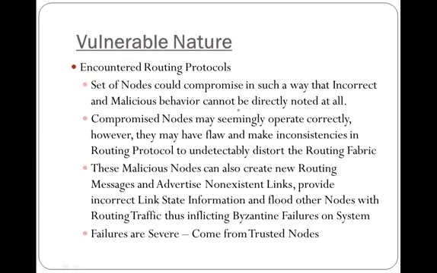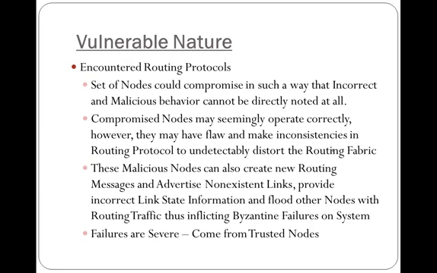Compromised nodes may seemingly operate correctly, however, they may have flaws and make inconsistencies in the routing protocol to undetectably distort the routing fabric. These malicious nodes can also create new routing messages and advertise non-existent links, provide incorrect link state information, and flood other nodes with routing traffic, thus inflicting Byzantine failure on the system. So that is actually the mechanism: you misguide other nodes, you provide wrong information, you pollute their memories and their routing tables, and then onward, the whole network is corrupted with the wrong information.